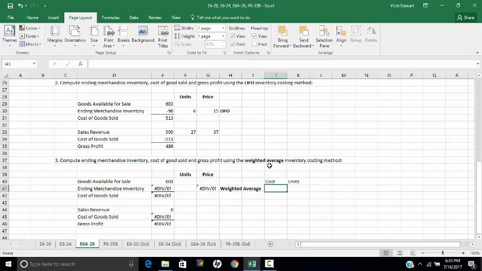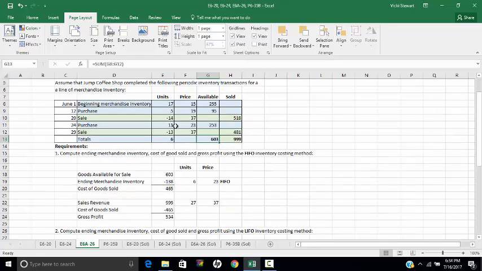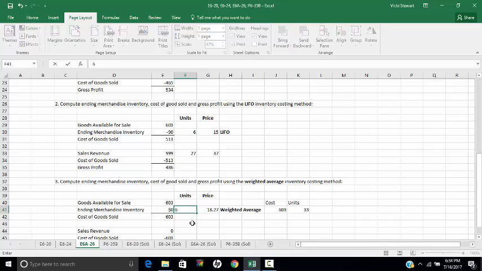In order to get the weighted average, we start out with the total cost that was available for sale, and that's still $603. How many units did we have available for sale? We had 17, 5, and 11. If we add those together, that was 33 units. So we divide 603 by 33 units, and we get a weighted average cost of $18.27. We multiply that by the 6 units in ending inventory, and we get $110 for ending inventory.